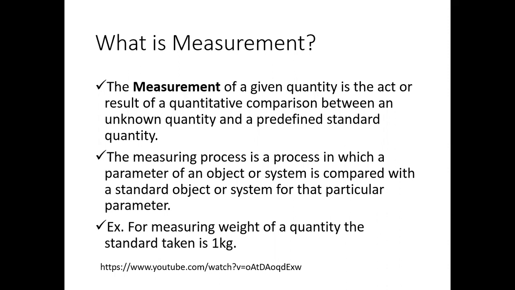The measurement of a given quantity is the act or result of a quantitative comparison between an unknown quantity and a predefined standard quantity. It means two values are compared with each other. It is called measurement. The measuring process is a process in which a parameter of an object or system is compared with a standard object or system for the particular parameter.